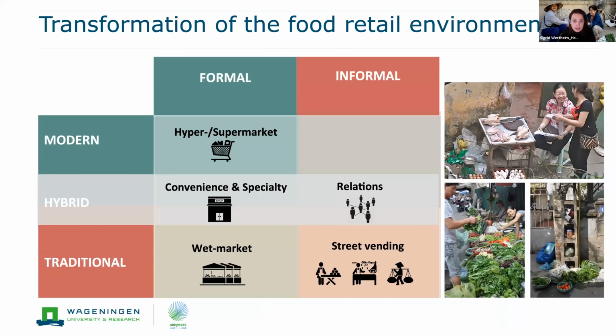With regard to this food retail environment, it is quite important to understand that Vietnam, like many other countries, has a formal structure that is organized often by the state or by local authorities with licensing and so on, and an informal structure. And this informal structure is mostly self-organized. And in Vietnam, this is quite a well-known phenomenon, also by the ambulant street hawkers walking the streets with foods on poles.